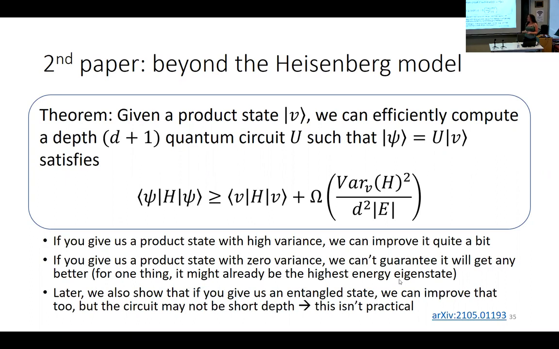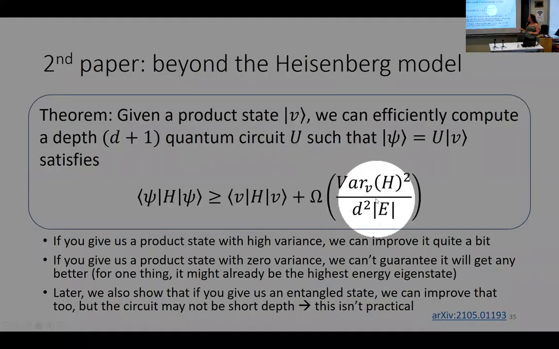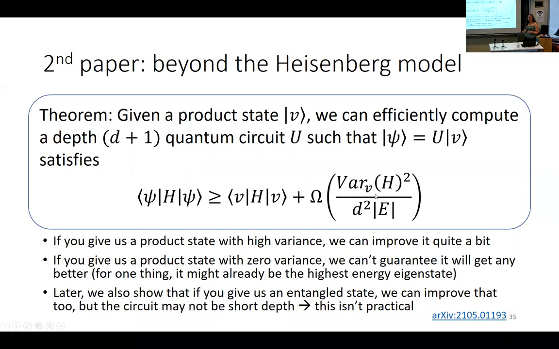So what we show is that if you give us a product state, then we can apply a short depth quantum circuit that will improve your product state by an amount proportional to the variance of that product state. Okay. And so what does that mean? That means if you give us a product state that is already an eigenvector of your Hamiltonian, I can't promise that I'll improve it. For one thing, it might be the best eigenvector. So obviously I wouldn't be able to improve that. And conversely, if you give us a product state that's really, really bad, I'm more confident I can improve it a lot.